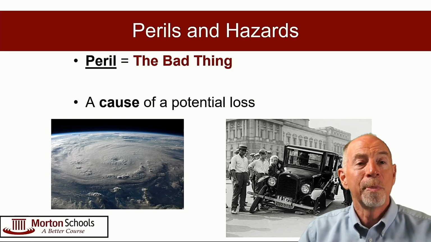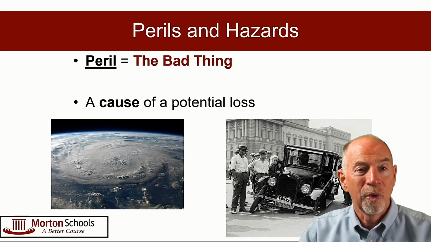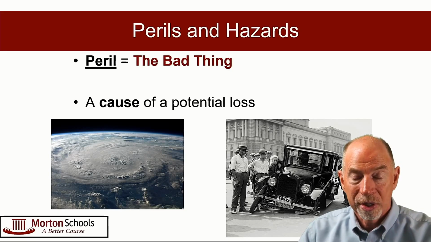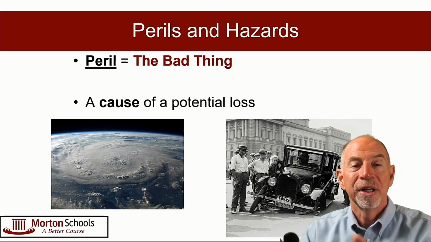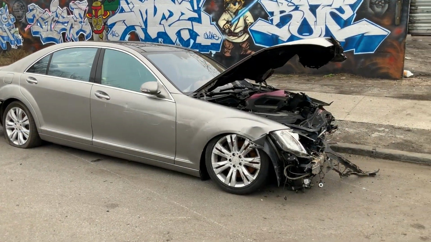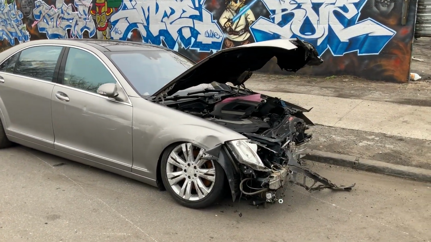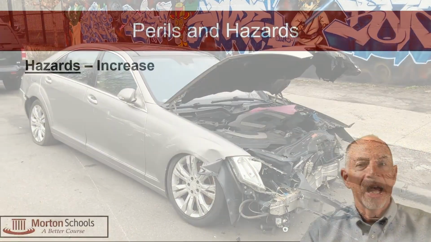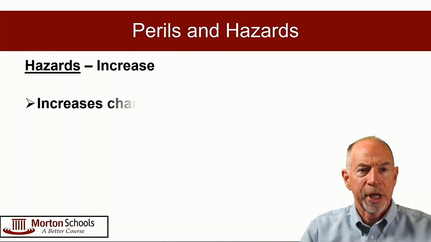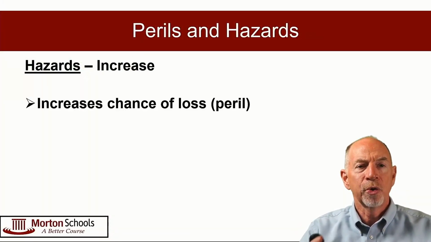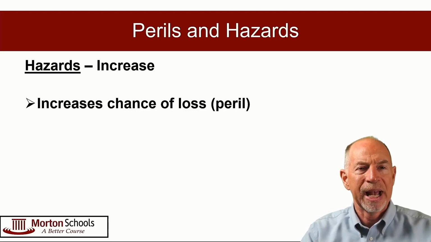So as soon as you buy a brand new car, you have a what? You have a risk. Now, if the car gets into an accident, that accident is the peril. So what is a hazard? A hazard is something that increases the chance of the loss. It increases the chance of that bad thing happening.